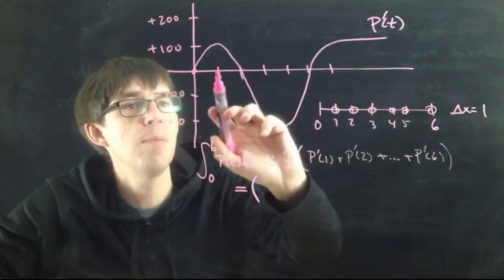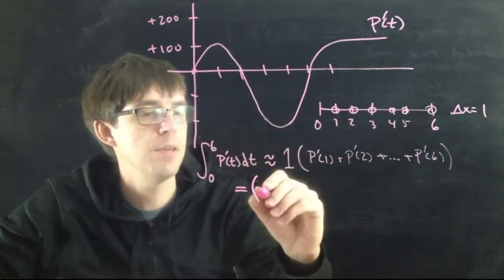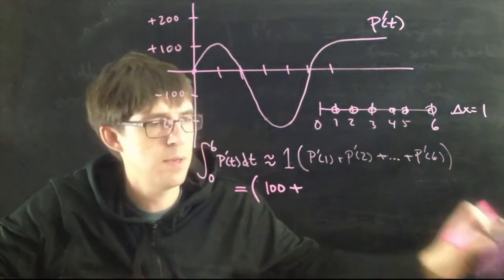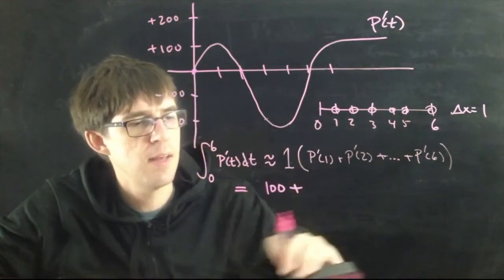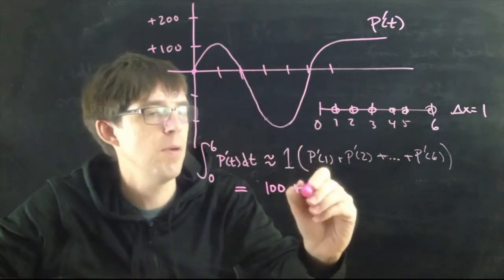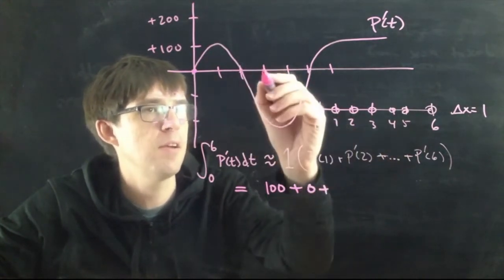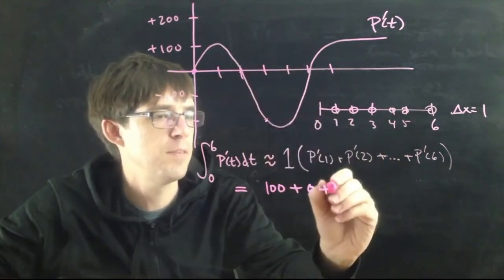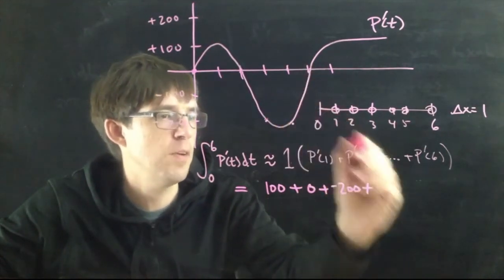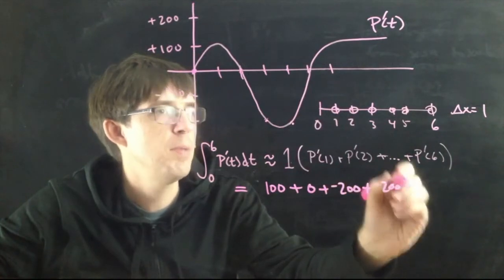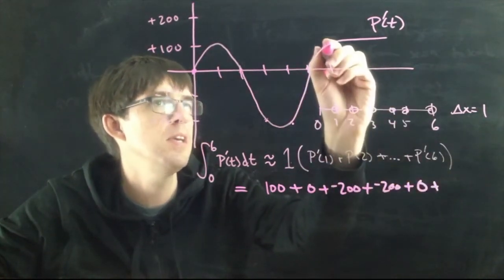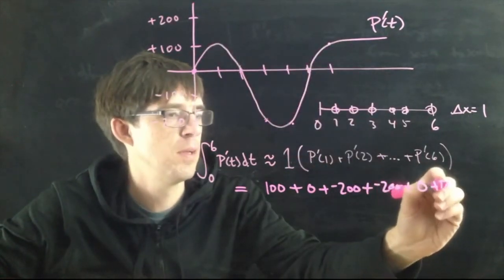This is a graph of p prime. When I use t equals 1, I get 100. So that is 100. Plus, I don't need these parentheses, do I? This is a 1 on the outside. That won't do anything. All right, what is p prime of 2? I look on the graph right here, 0. P prime of 3, I look on the graph here, and it's negative 200. P prime of 4, I look on the graph here, and it's also negative 200. P prime of 5 is here, which is 0. And p prime of 6 is here, which I'll say is 100.